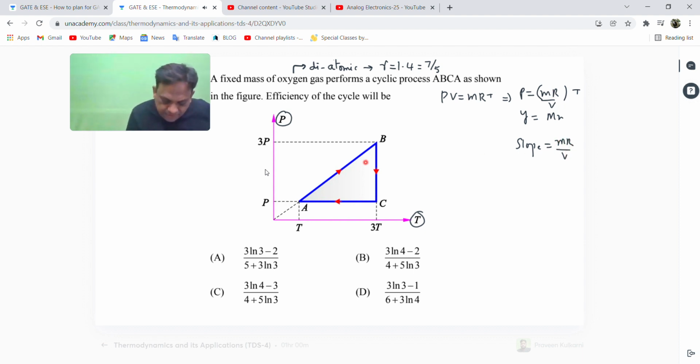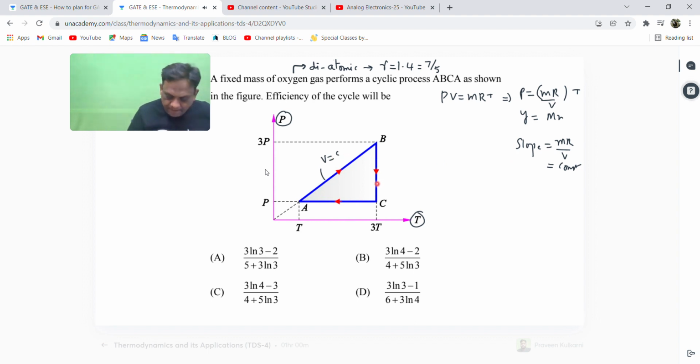Can you tell me what is the slope of this? Is it a straight line? Yes, straight line means the slope is constant. This can be constant only when MR by V is constant. Mass is already constant, R is already constant. Very good, Amit. So this will be constant only when it is a constant volume process. So this is a constant volume process.